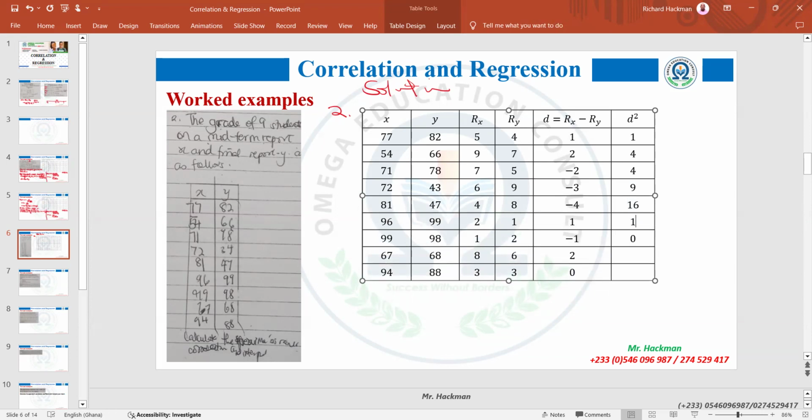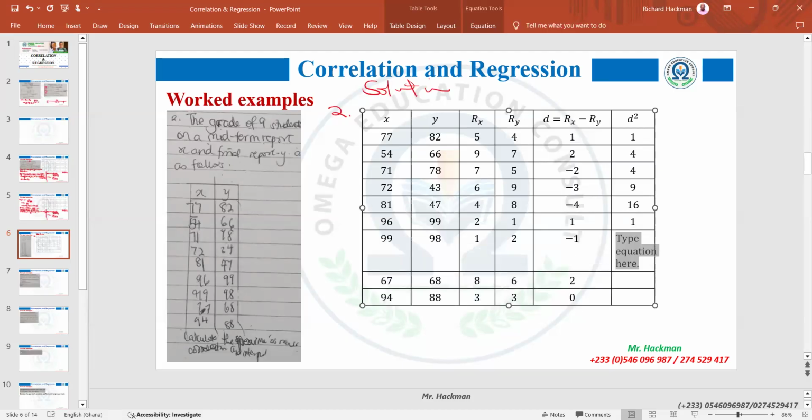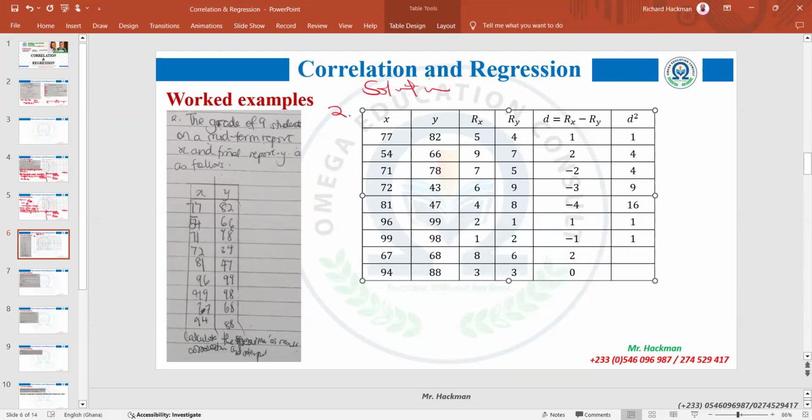This gives us what? 1. Okay, this will also give us 1. Okay, this will give us 4. Okay, and that gives us what? 0. Okay, so we are coming to the sum. Okay, so now let's go and sum.